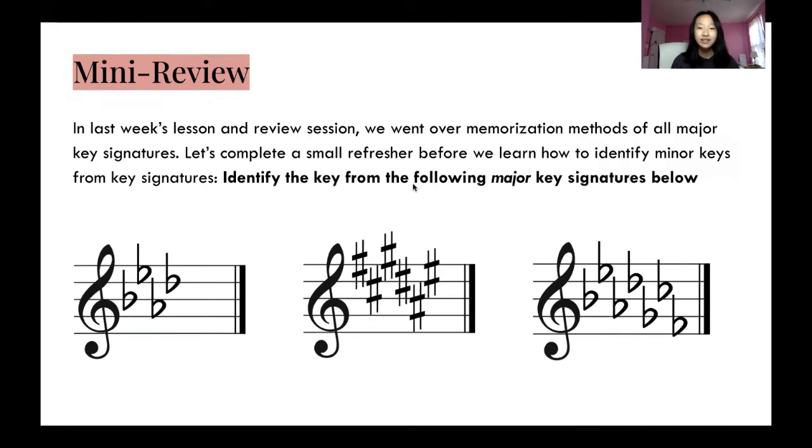In last week's lesson, which you can also find on YouTube, we went over some memorization methods of all the major key signatures. So let's complete a small refresher before we go to minor key signatures. I'll give you a few minutes to identify the key from the following major key signatures. Remember, for flats, you can write down your order of flats and follow the rule that we learned last lesson, and for sharps, same thing. You can go back to the last lesson and find the rule. I'll give you a few minutes.